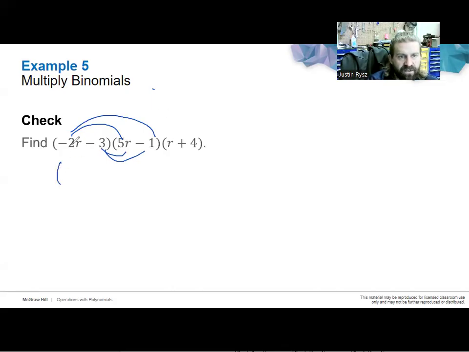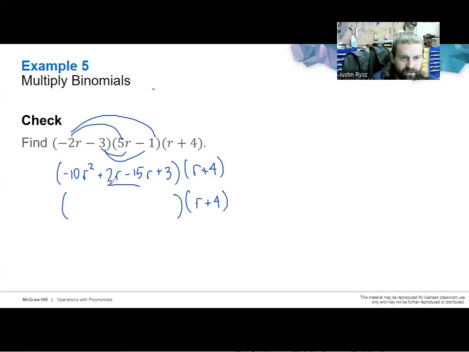All right, so let's see. This would be -2 times 5 is -10r and r squared. -2 times 1 is +2, and we have an r. Next, -3 times 5 is -15, and then we have an r. And then -3 times -1 is +3, leaving the r plus 4 alone. Just going to combine like terms here. So we can combine those together. We get -10r squared minus 13r plus 3.